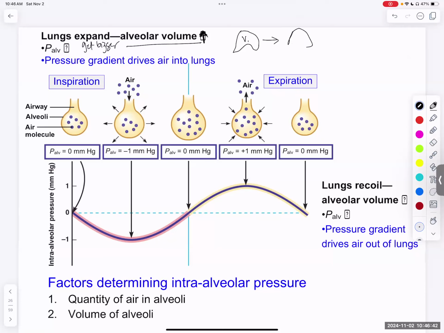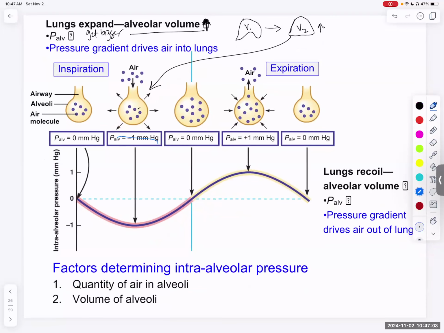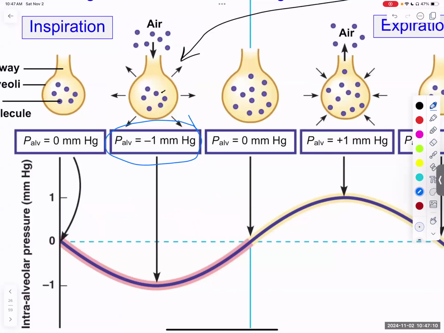And as we contract the diaphragm, the volume has now increased. So that is here. As the volume increases, those gas molecules can separate and the pressure drops. And in this case, the pressure is going to drop to be 1 millimeter of mercury less than atmospheric pressure.